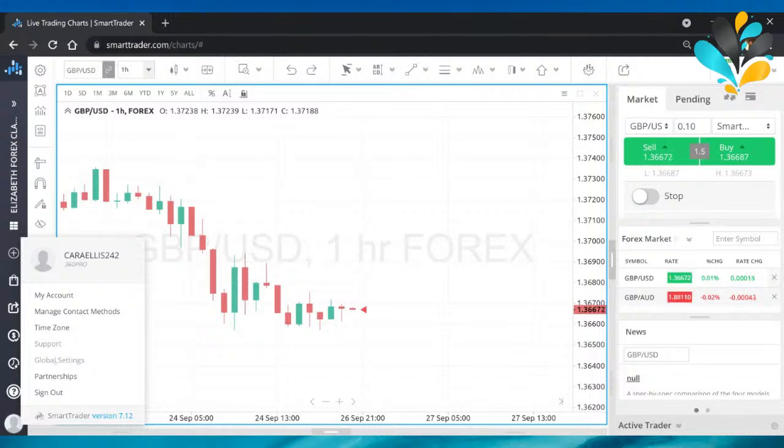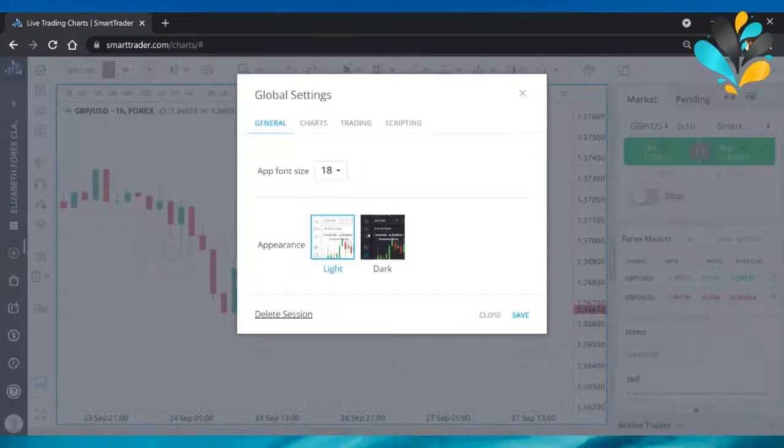You can see the global settings, which is basically choosing which colors you want for your candles to be and a number of other things. You can choose your theme, so light or dark. It's up to you. But once you select it, then you do have to click on Save to see it applied.